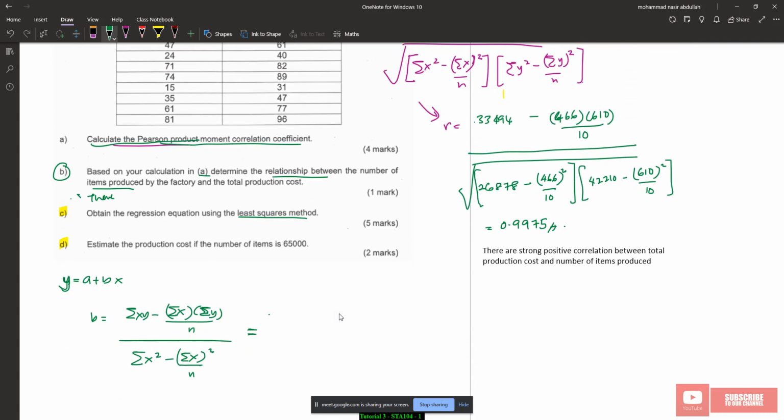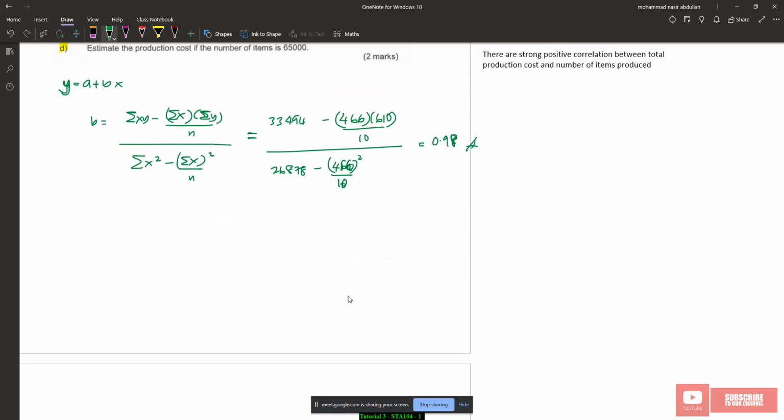So just plug in the value: 33494 minus 466 multiplied with 610 divided by 10. Everything divided by 26878 minus 466 square divided by 10. So this one should be how much? Press calculator, B is equal to 0.98, we put 98.